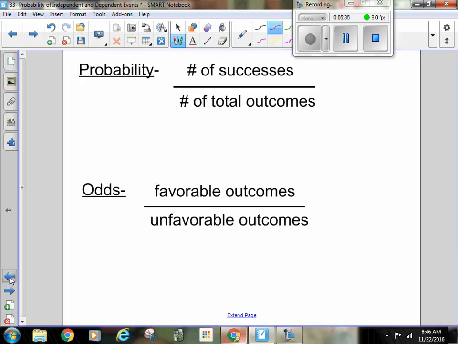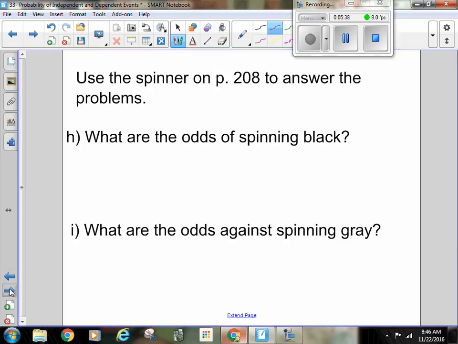Okay, so remember, if we look back here, favorable versus unfavorable. So how many are black? Those are favorable. Well, there are 2 black ones. Then we see how many are unfavorable. We'll count how many that are not black. So there's 3 white and 3 gray. So then that's 6. And again, we should reduce to 1 versus 3. So the odds of spinning black is 1 out of 3.